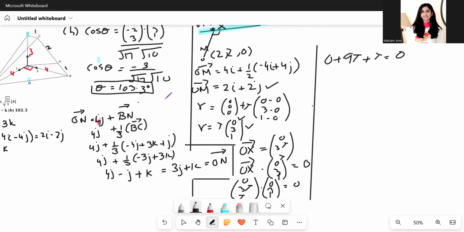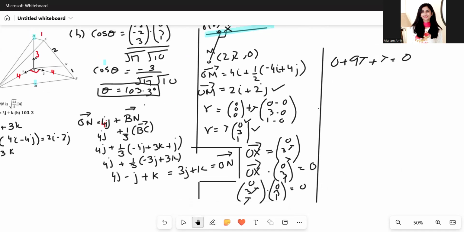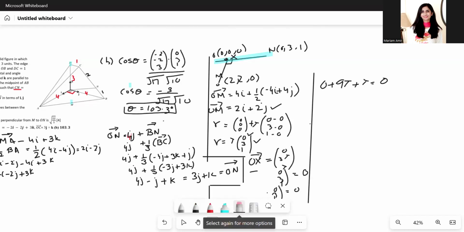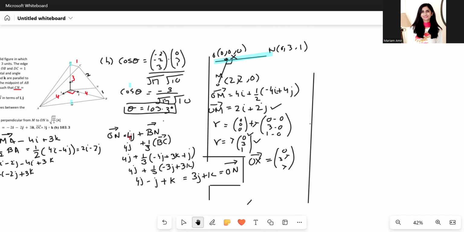Wait a second. Oh, that's such a big blunder. OX, I had to find XM. What am I doing? Okay, so OX is this, but I had to find MX. I don't know why I overlooked that. I had to find MX first and then find the dot product of MX and the direction 0, 3, 1. Okay, excuse my big fat blunder, please.